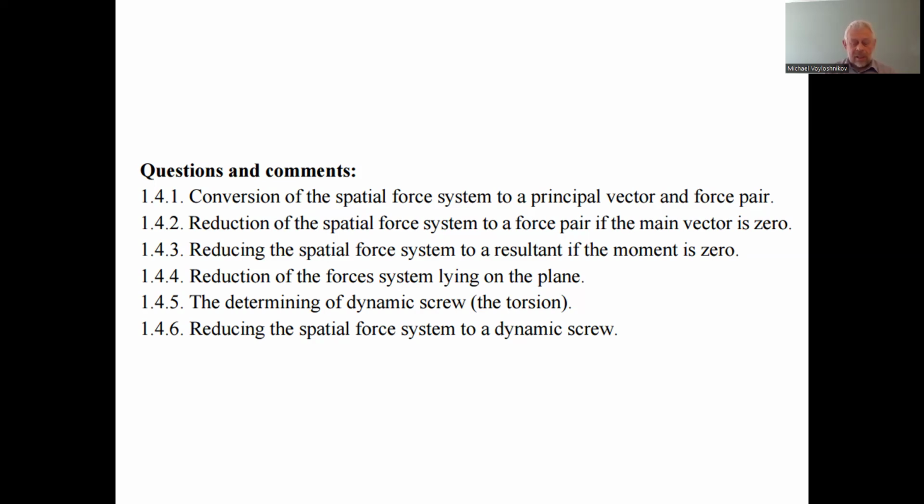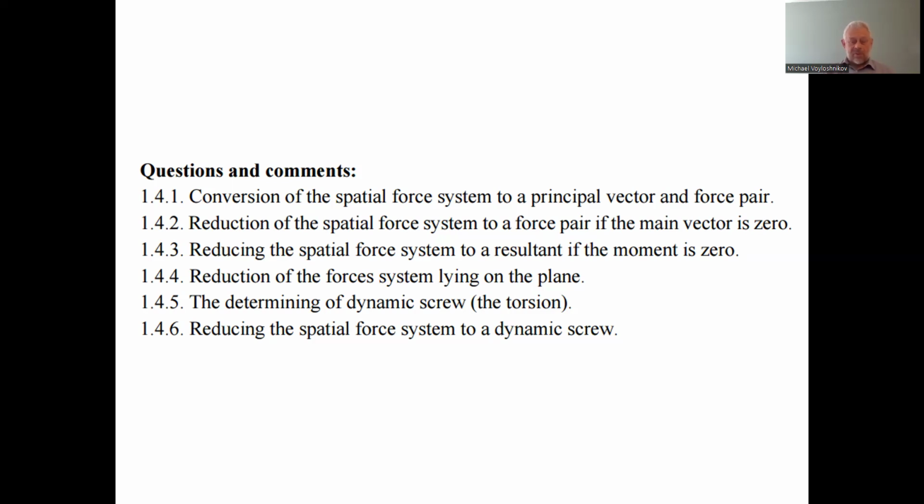A dynamic screw is when the free vector of the main moment we make coincide with the point of application of the force, and we can transform it in the manner that the main moment and the force have the same direction and are applied at the same point. And we say this is the concept of the mechanical screw, the torsion, reducing the special force system to a dynamic screw.